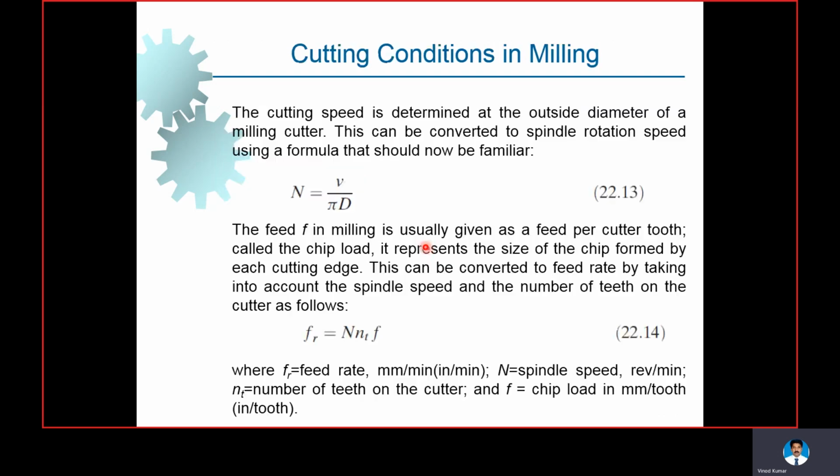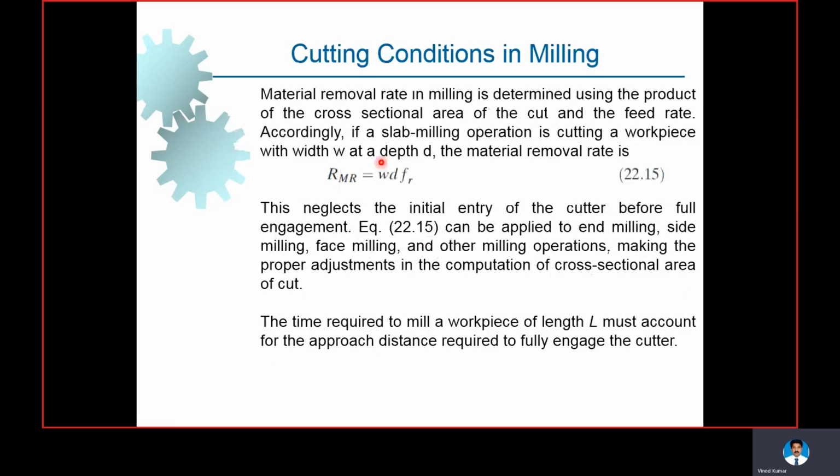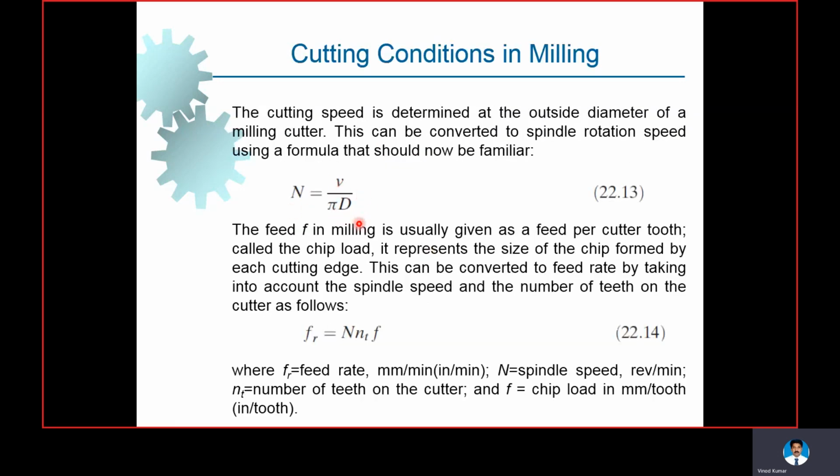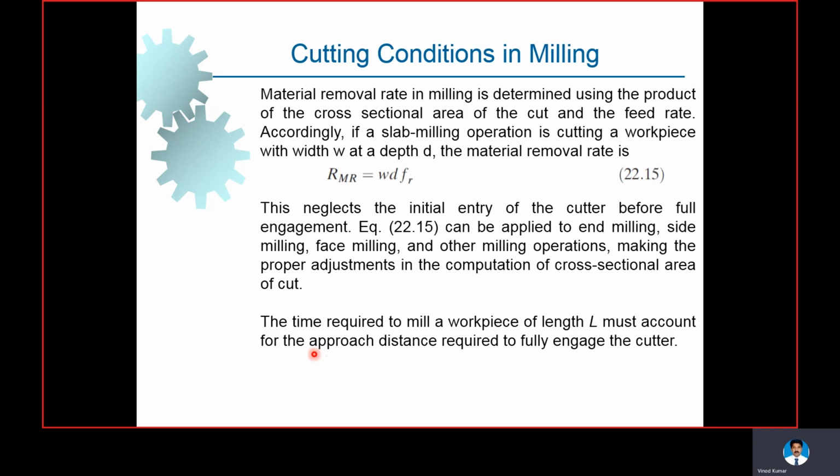What equations could be used for milling operations? The rotational speed, as we studied before, is N = v / (pi D), where D is the diameter of the cutter. The feed rate can be calculated as fr = N nt f, where N is the rotational speed, f is the feed in millimeter per revolution, and nt is the number of teeth on the cutter. Using this, we can calculate the feed rate, and the material removal rate can be calculated as RMR = w d fr. w is the width, d is the depth, so the area of cut times the feed rate will give us the material removal rate.